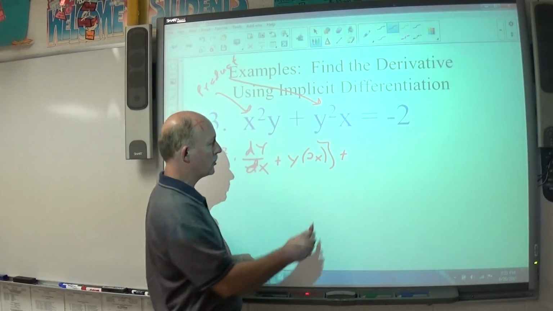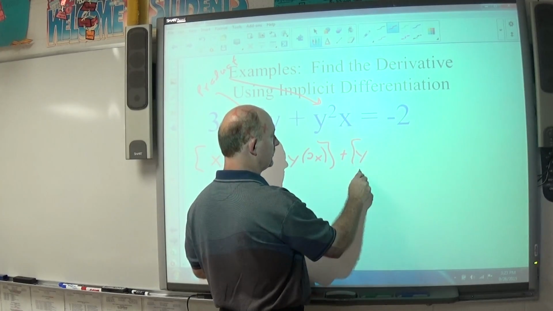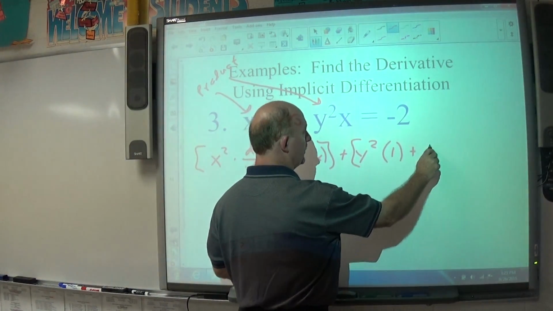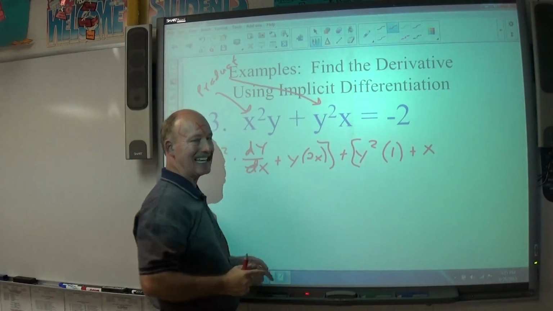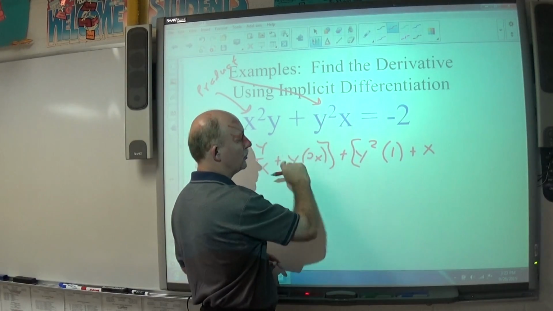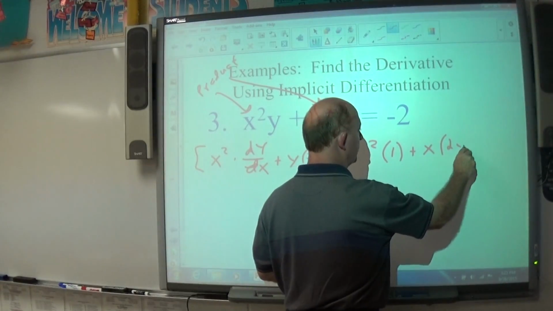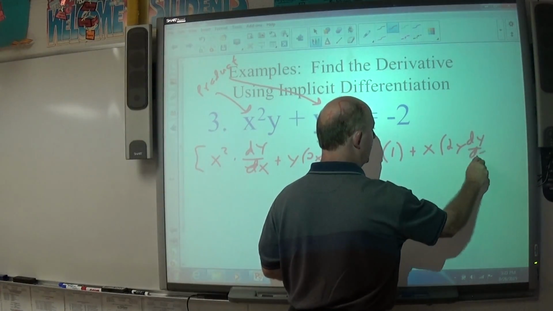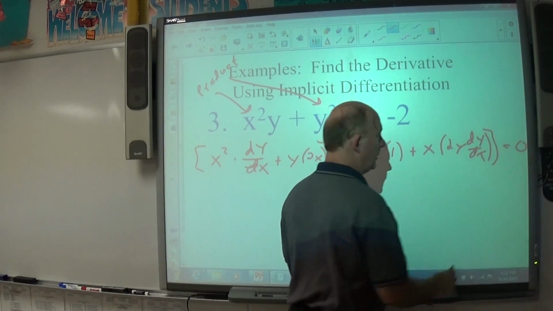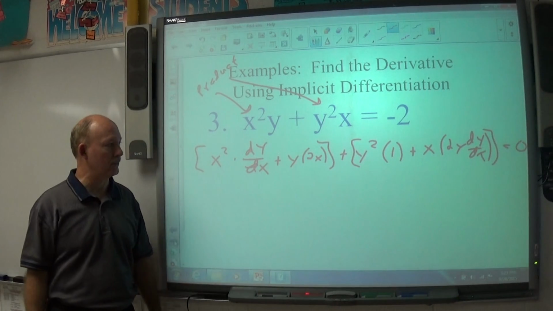So bring the first term down, y squared, times the derivative of x, which is 1, plus the first times the derivative of the second, plus the second times the derivative of the first. So you got x times the derivative of y squared, which would be 2y, times dy over dx. Now the derivative of negative 2 is 0. So once again, we have 0 on the other side of our equal sign.